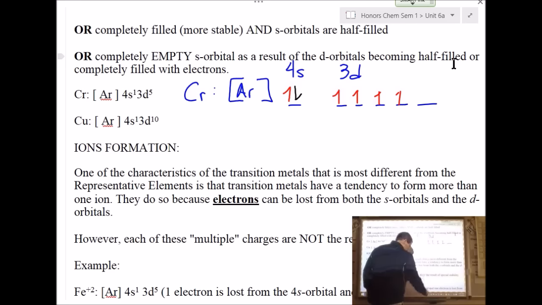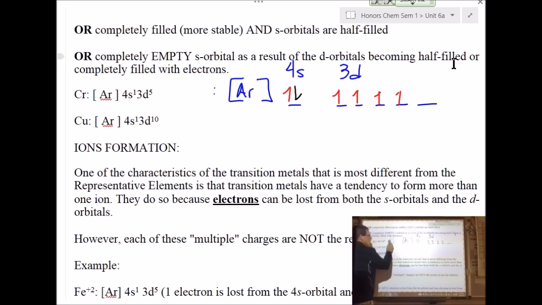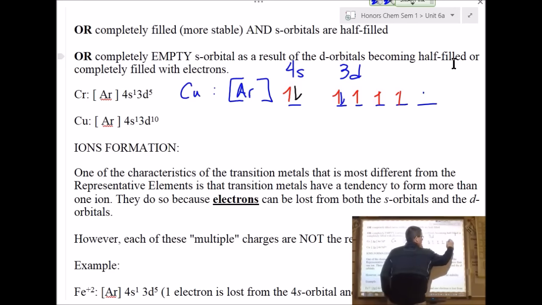So that's one of the scenarios. Another scenario is if I look at, say, copper. Let's change the Cr to Cu. So now we have this scenario. Oops, let's put an electron there.